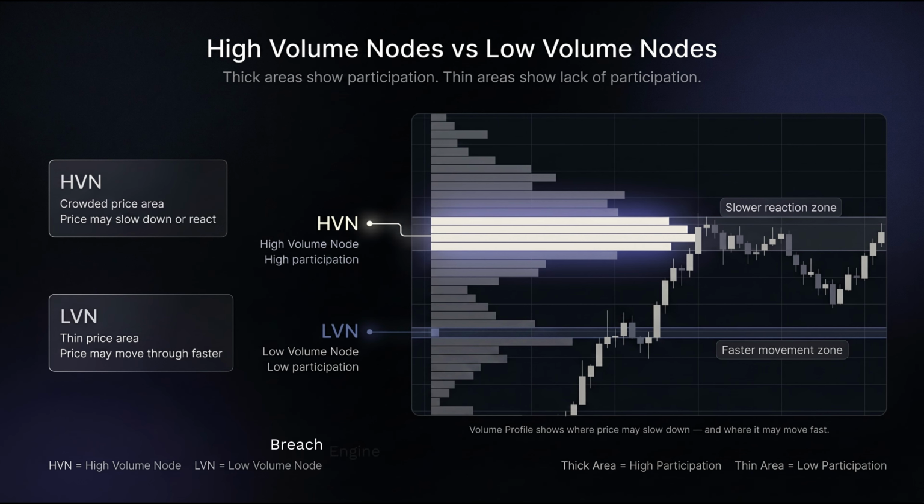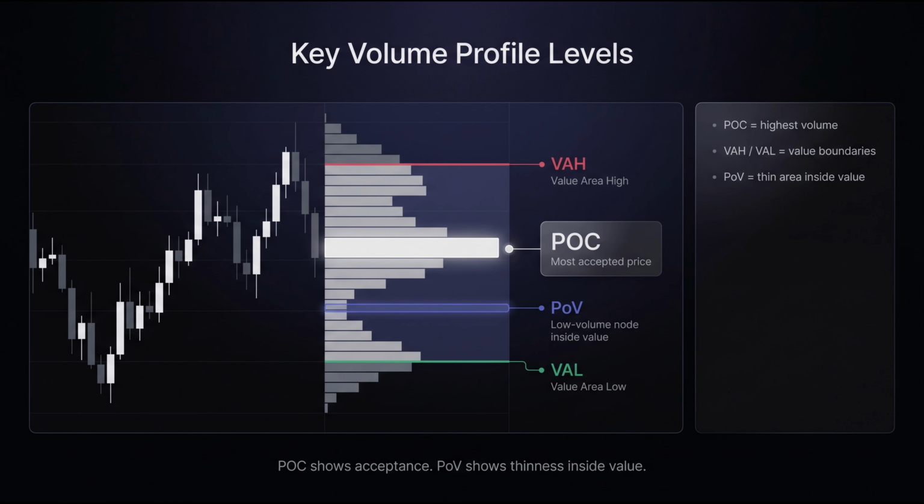The node breach engine uses this logic to help you identify important reaction zones directly on your chart. There are a few important levels you need to understand. The first one is the POC, or point of control. This is the price level where the most volume traded inside the selected profile. In simple terms, it is the most accepted price of that profile. If price returns to the POC, you should pay attention.